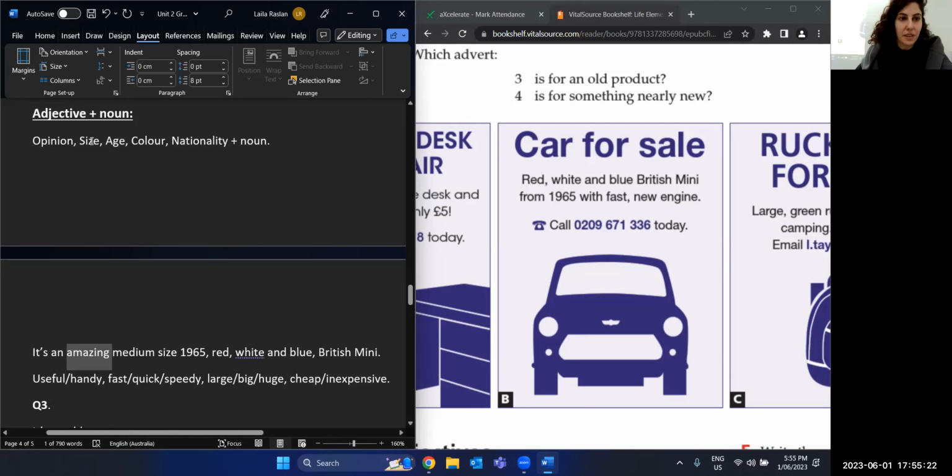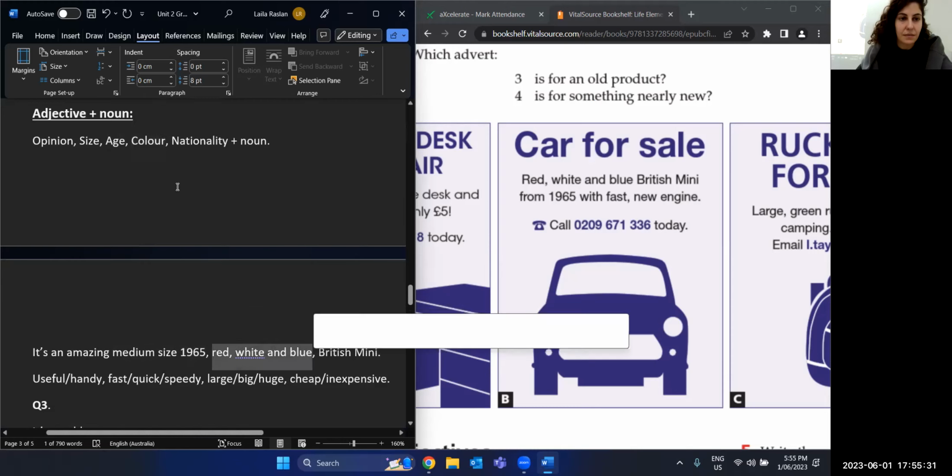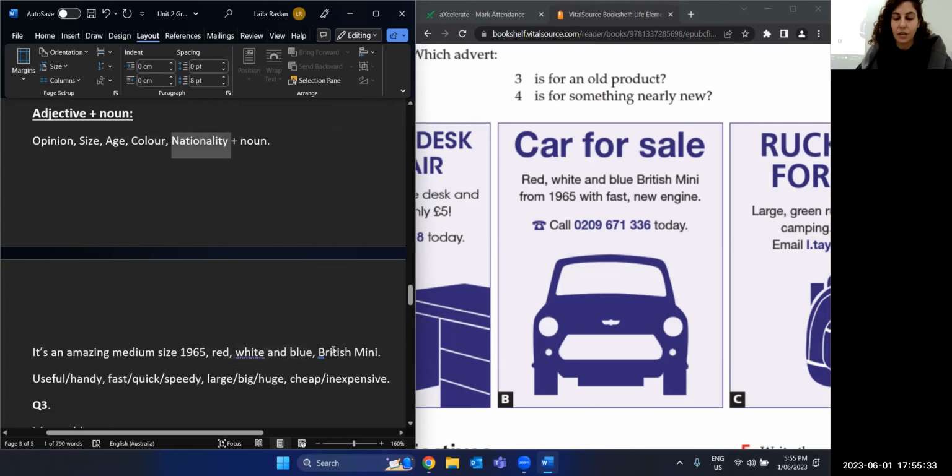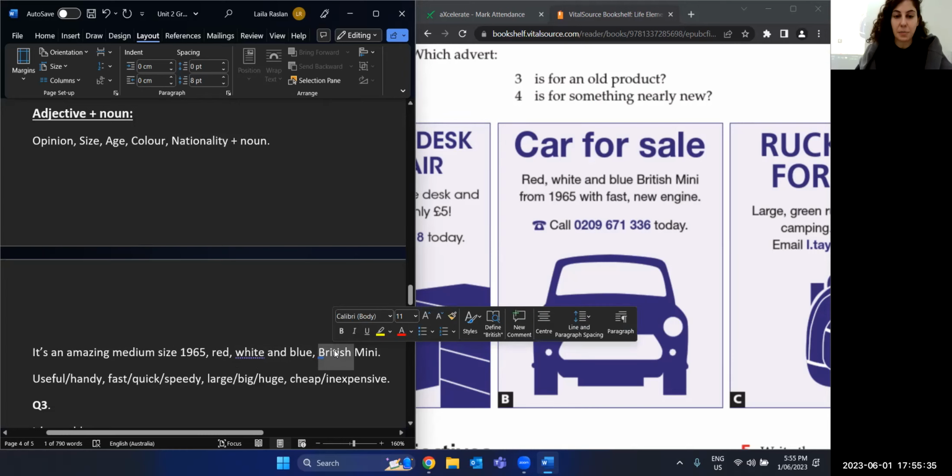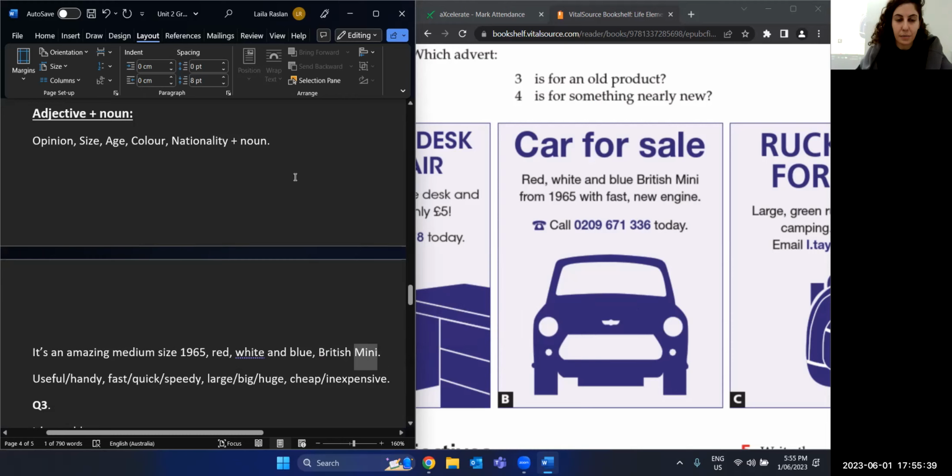I can add the size. I can add the age. I can add the color. I can add nationality, or where is it from? Where is the product made? To talk about the noun, Mini, the car. So just try and remember, give your opinion first, size, age, color, nationality.